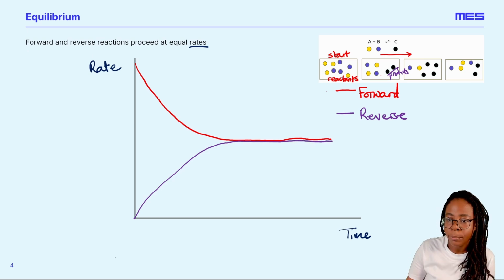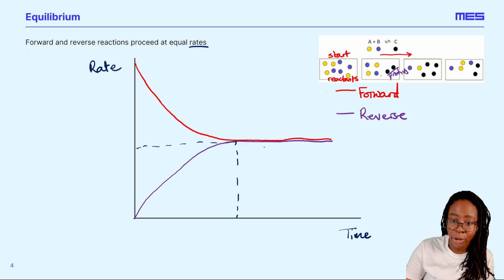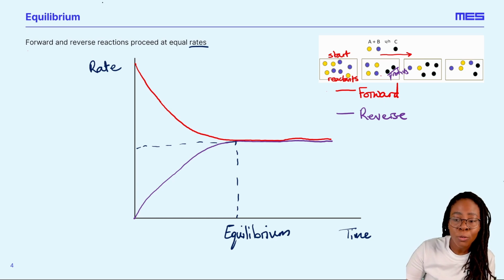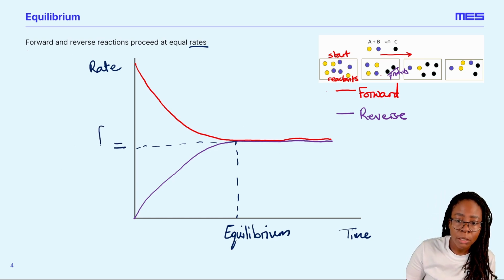That's a much better straight line. So at this point, where the rates of the forward and reverse reactions are the same, this is where we have reached equilibrium. We have reached equilibrium, aka dynamic equilibrium, because the rate of the forward reaction is equal to the rate of the reverse reaction.